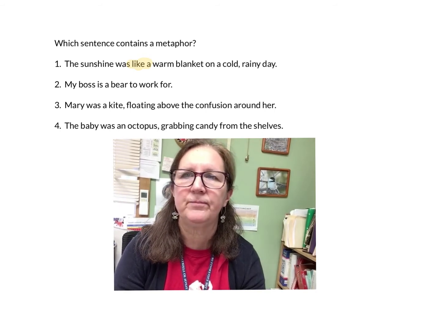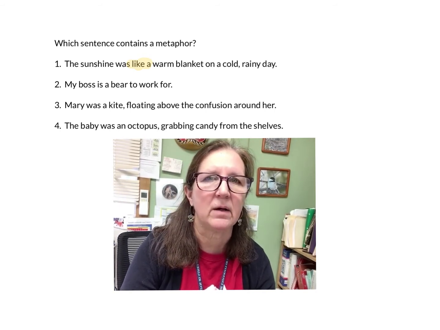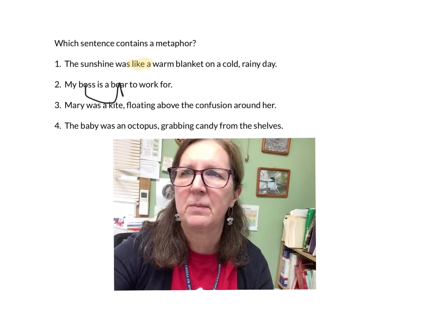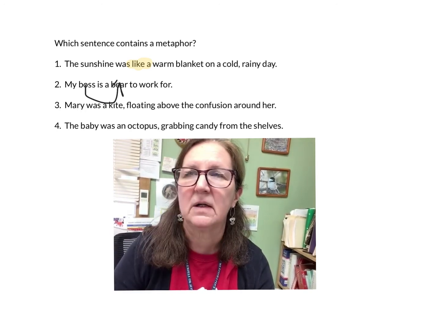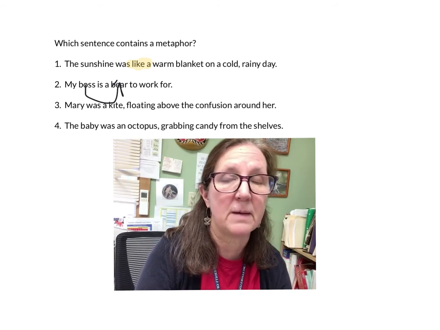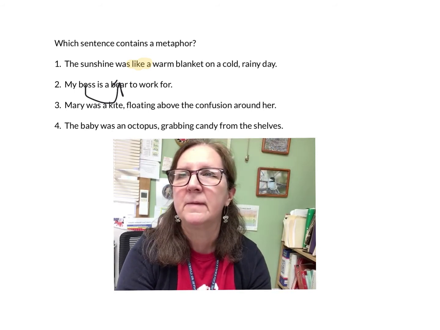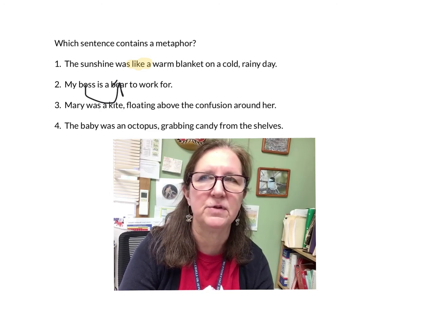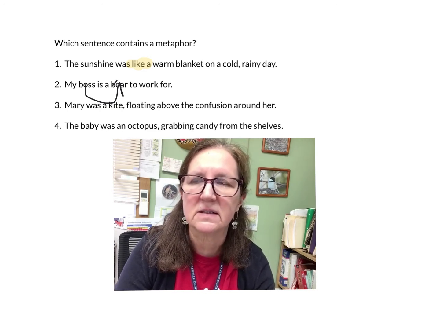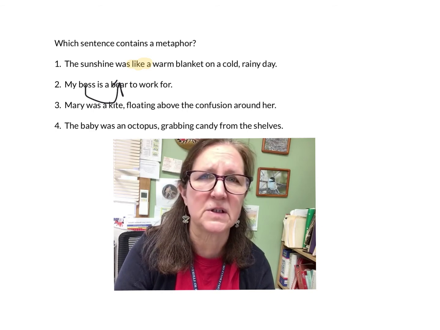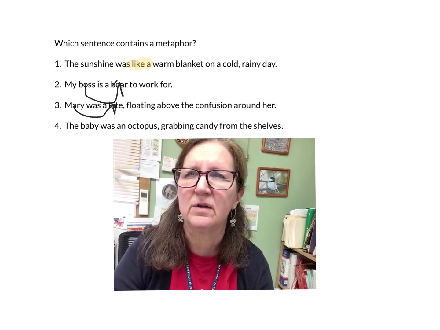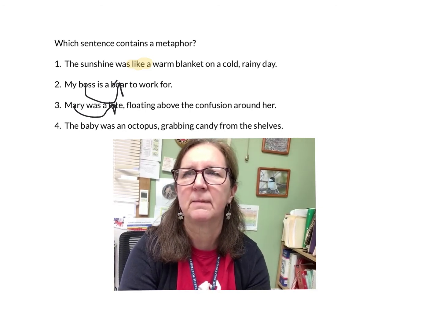So the next one, my boss is a bear to work for. Now that is a metaphor because it's a direct comparison saying, my boss isn't like a bear, he is a bear. So that is a direct comparison, therefore that makes it a metaphor. Next we have, Mary was a kite floating above the confusion around her. And again, this is a metaphor because it's not saying she's like a kite, it's a direct comparison saying Mary is a kite floating above the confusion around her.